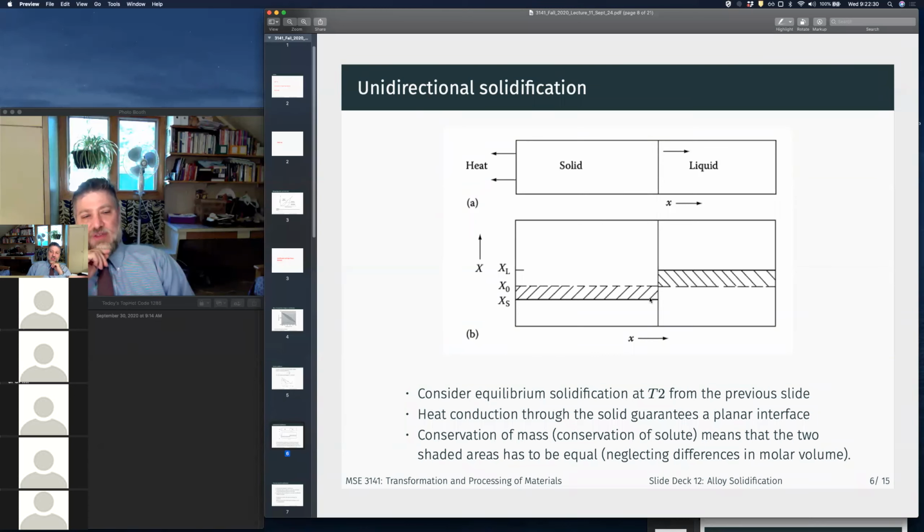And so that means these areas have to balance. The area of these two rectangles has to be identical. So the idea here is that the liquid can, for lack of a better term, absorb the solute at the same rate the solid rejects it? Yes, so if we're doing this very slowly, there's lots of time for this to happen, right? If we do this more quickly, which is what we'll talk about in the next examples, then there may not be time, especially in the solid, because diffusion in the solid is slow, right?